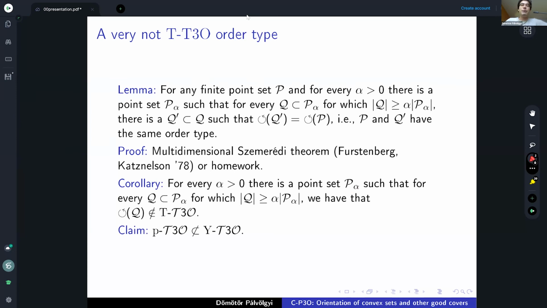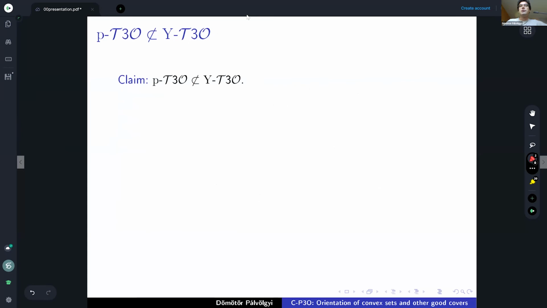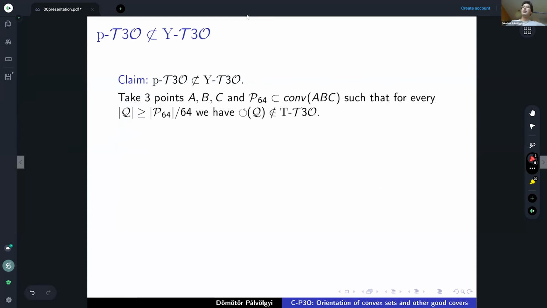And now with the help of this corollary, I can prove that also there's an order type that's not realizable by Y shapes. So why is this? The construction will be that I will take 3 points A, B, C, and I will put another point set, a very not T3O point set, somewhere here inside this triangle A, B, C.